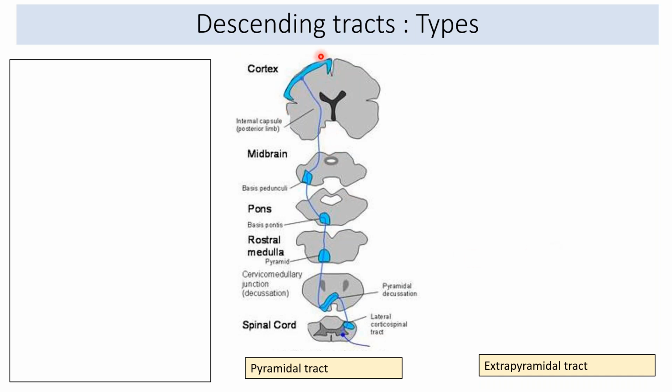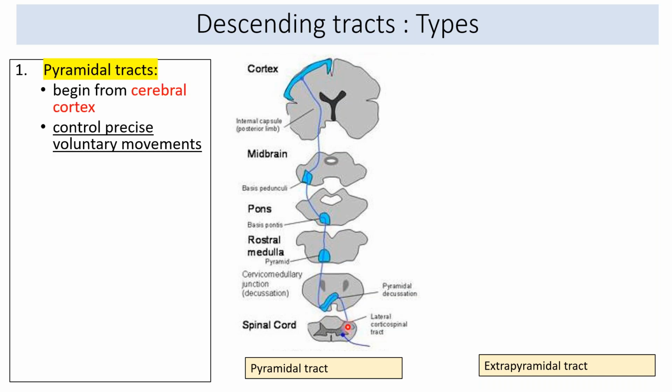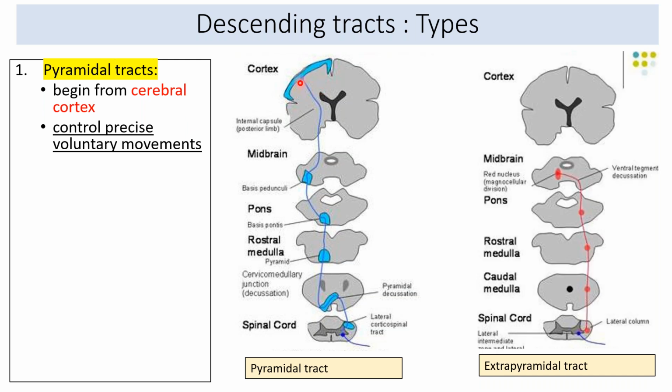Now look into the first picture. This is showing the schematic representation of a pyramidal tract. So it starts from the cerebral cortex, it descends down through the brainstem, and it reaches the spinal cord level. So the pyramidal tracts are beginning from the cerebral cortex, and they are involved in the voluntary movements, control of the precise voluntary movements. What happens in the extrapyramidal?